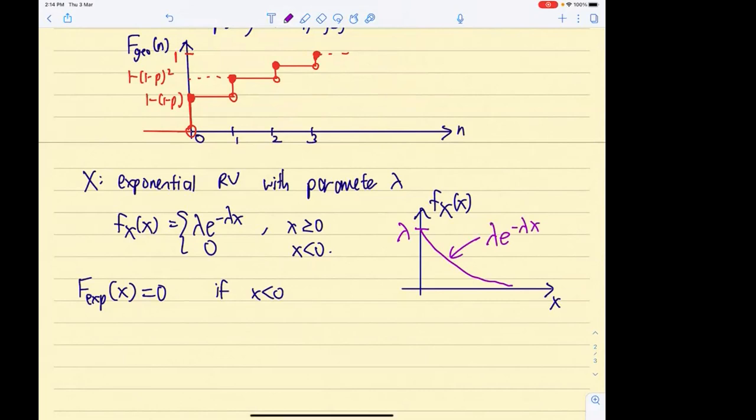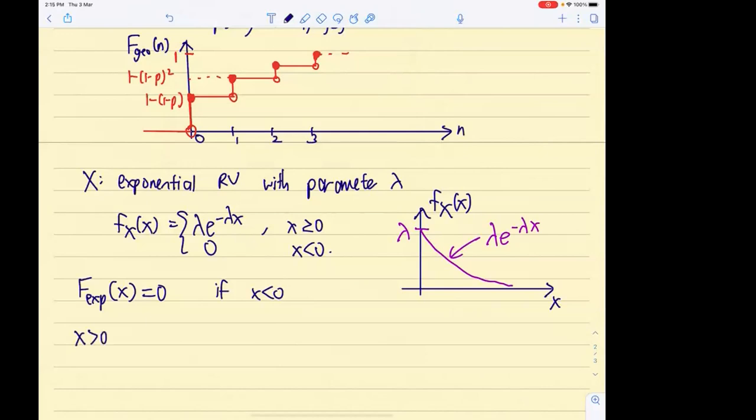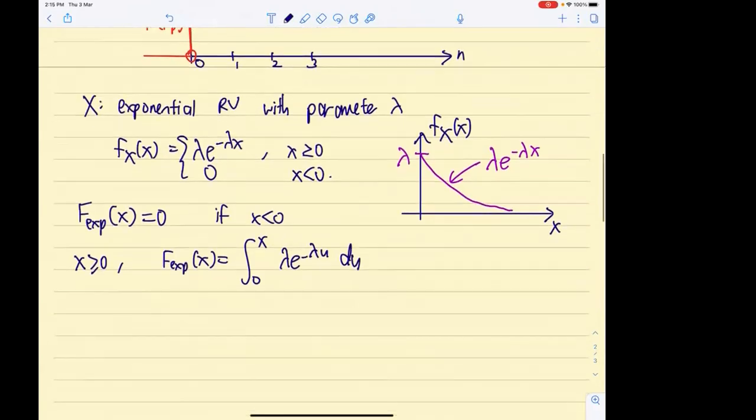Now if you accumulate all the mass on the left-hand side, you're not picking up anything. Once you go onto the right-hand side, then you're picking up some mass. And how much mass are you picking up? You can actually compute that. For x bigger than zero, F of the exponential random variable evaluated at x is the integral from zero to x of lambda e to the minus lambda u du. I changed the argument of the integration. You should know how to integrate this, and you get 1 minus e to the minus lambda x for x greater than or equal to zero.